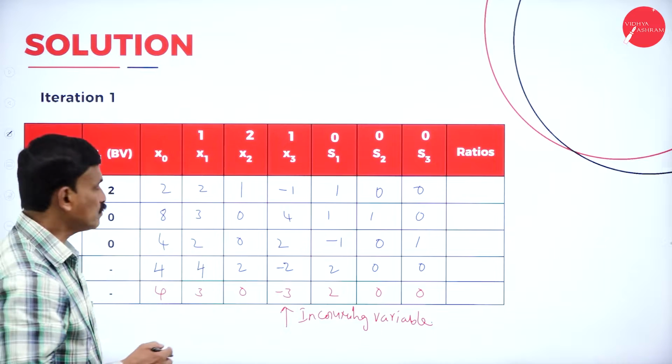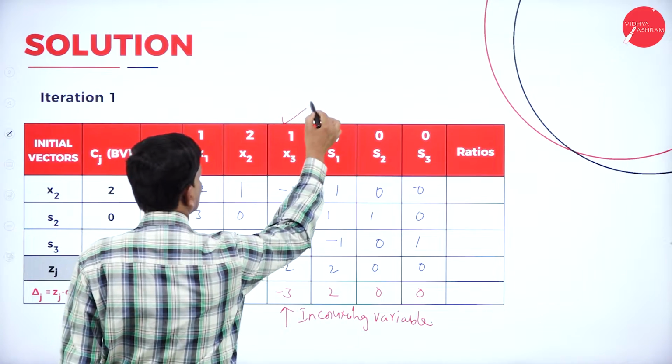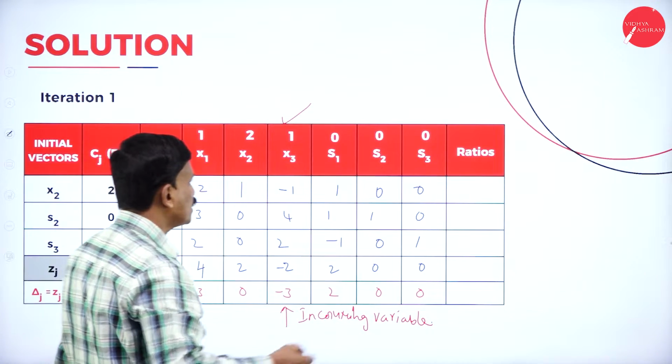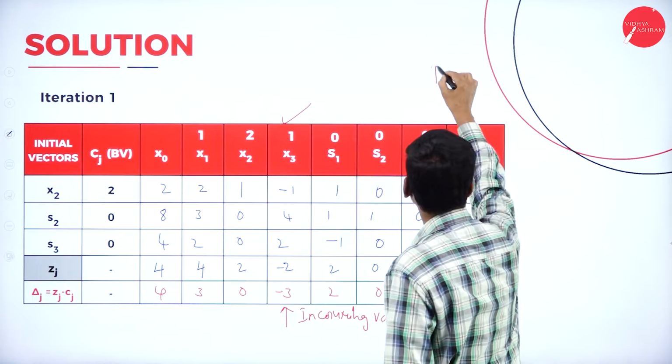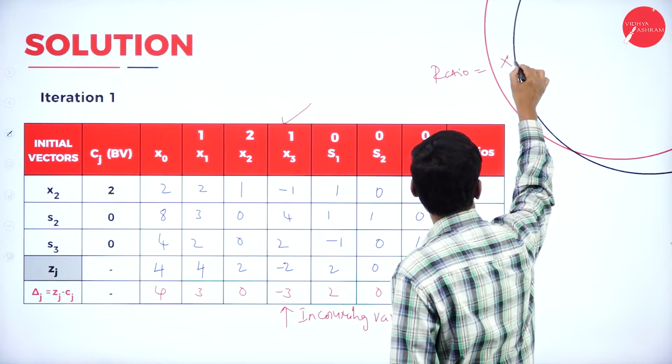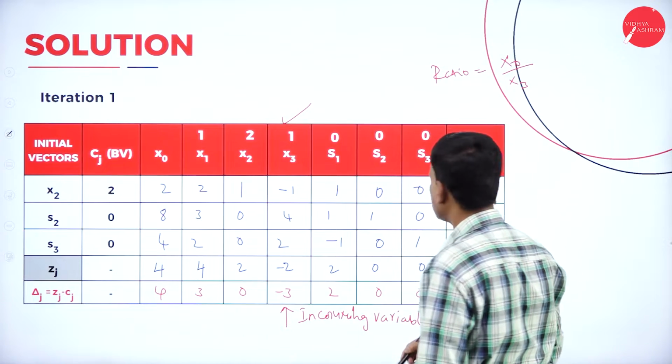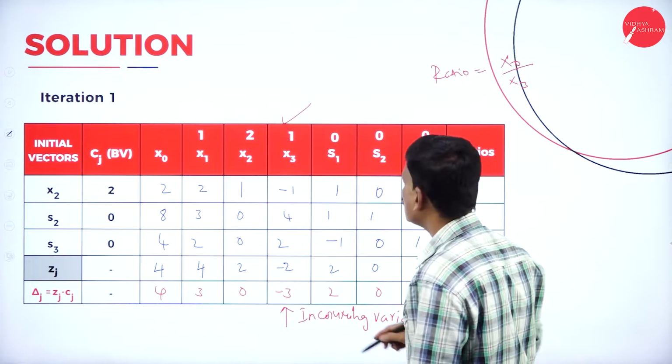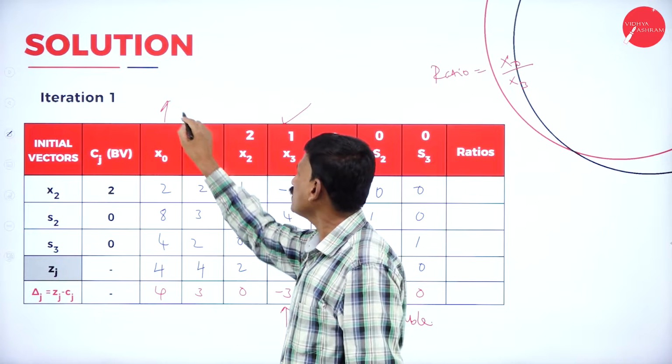Incoming variable. That means x3 is the incoming variable. Now find out the ratio. The ratio is given by x0 divided by the incoming variable, x3. Now what is x0 here?